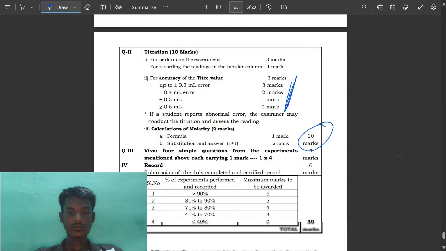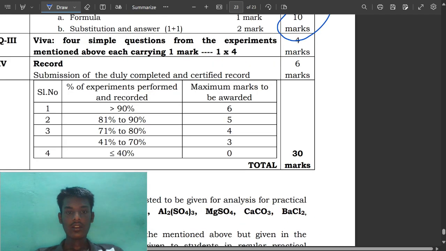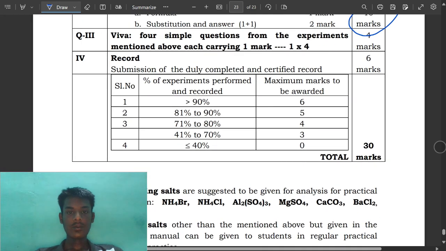A record. The percentage of the experiments performed and recorded. If they have performed less than 40%, they gain 0. If they performed more than 90%, they gain 6 marks. And in between, according to the percentage, marks are given.